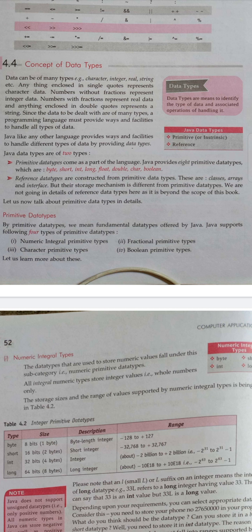That are classes, array, and interface. So in your syllabus you have class and array in class 10. But interface you don't have to study, just for the theoretical knowledge you need to know that reference data type is of three types: one is class, array, and then interface. Okay, fine.